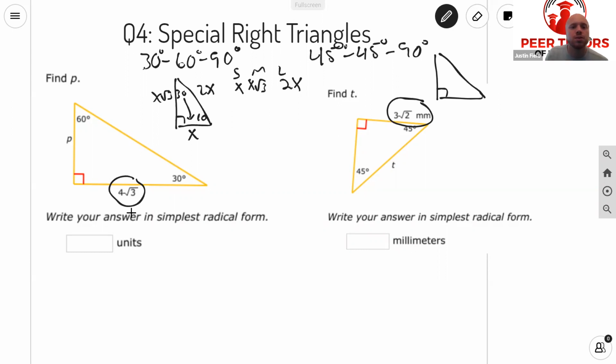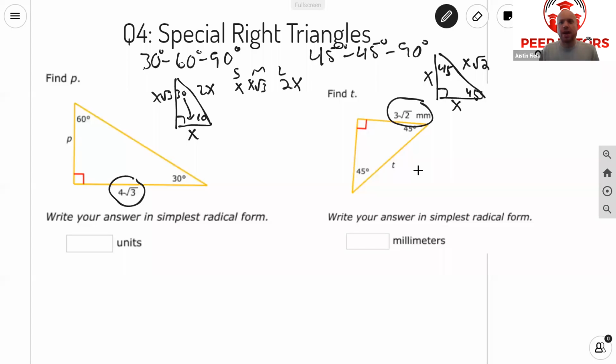So the 45, 45, 90 is a little bit easier. It has 2 sides that are the same. Why are the sides the same, Mr. Field? Because it has 2 angles that are the same. So they're both x and x. And then the hypotenuse is x times the square root of 2.